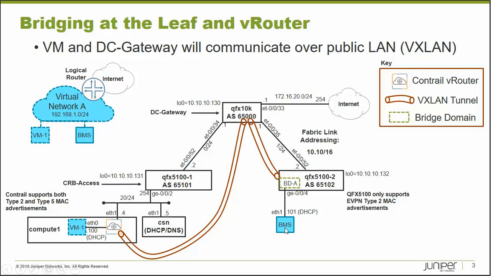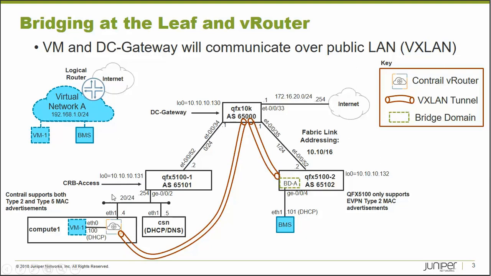The bare metal server, when it sends traffic out to the internet, is going to send traffic to its gateway, which again is the same IRB interface on the QFX10000, which has the 1.1 address. They'll forward it up to the QFX5100. This 5100 will encapsulate it into VXLAN encapsulation, pass it to the 10K, and then off to the internet.